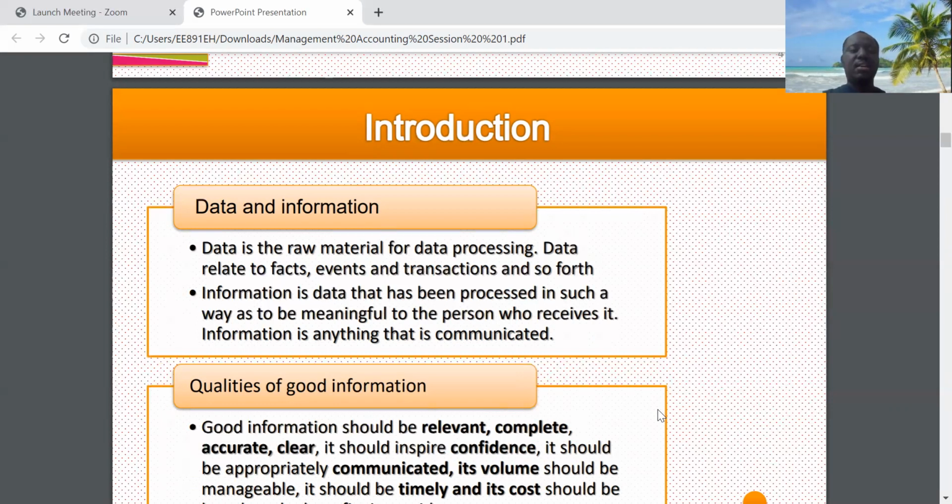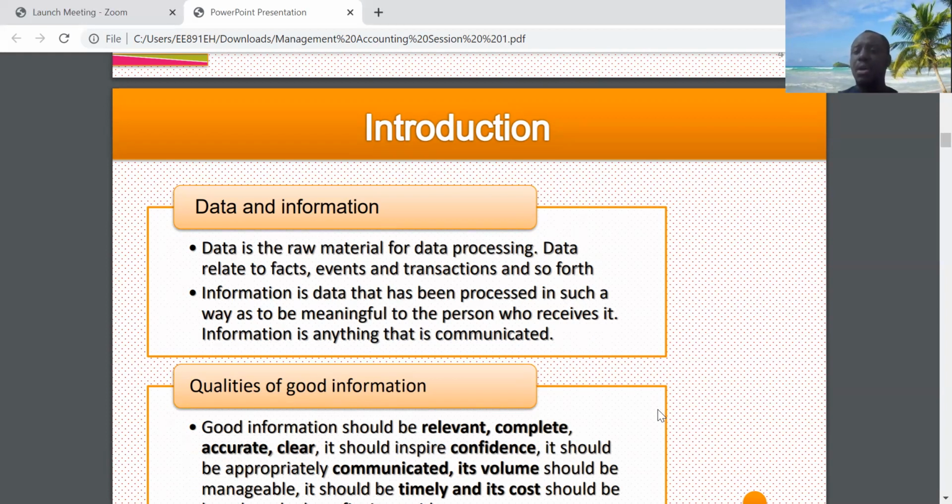First of all, let's understand what data is, what information is. Data, as you all know, is the raw material that is processed into information. Data is basically facts, original facts, events, and transactions as they've happened, information in its raw state. Information, on the other hand, is data that has been processed to make it meaningful. Very, very key.